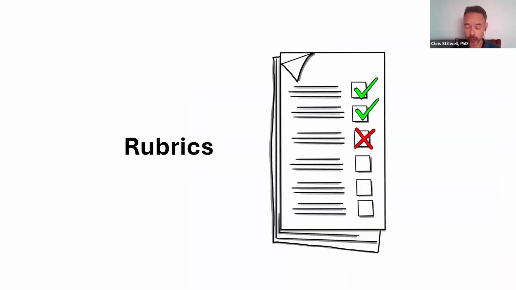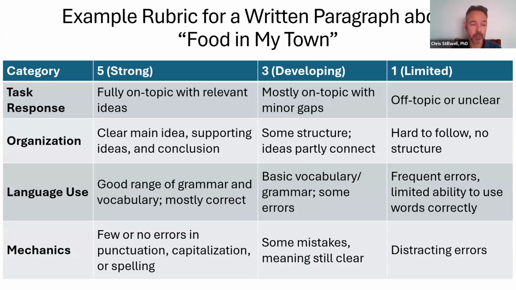All right, now I mentioned rubrics earlier. This can be a great way to make our work of grading a little bit easier and maybe also better for the students. So here's an example of a rubric. If you look on the left side here, you see we've got a category of 4 different things we're looking for when we look at an essay or a paragraph in this case. The task response, how well did they do what was asked for? Organization, is their paragraph well organized? The language use, do they have good vocabulary and grammar? And the mechanics, how about the punctuation, capitalization, and spelling?